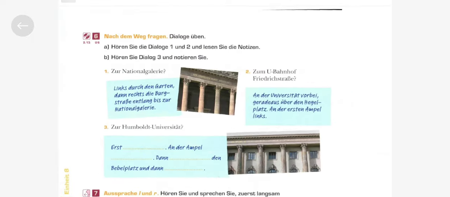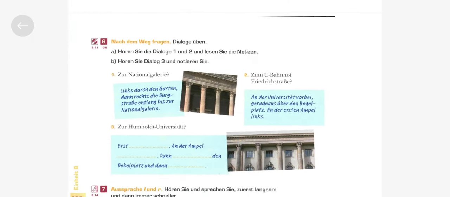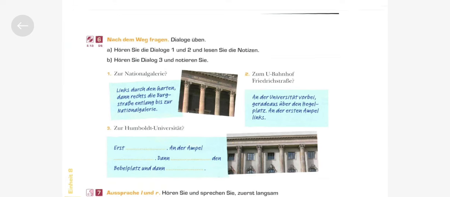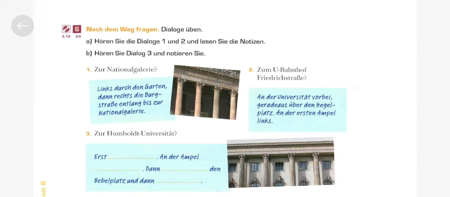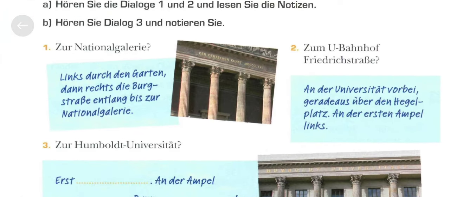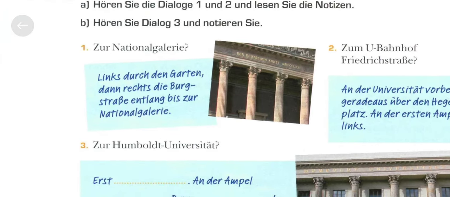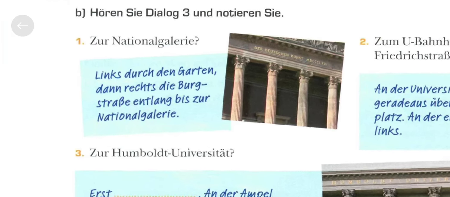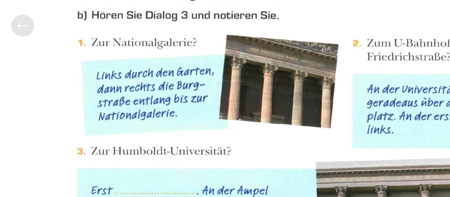Next, machen wir nach dem Wegfragen. How one can ask about the place they want to go. The first is, hören Sie Dialog 1 und 2 und lesen Sie die Notizen. Hören Sie Dialog 3 und notieren Sie. So they are saying, read the dialogue 1 that is written. Zur Nationalgalerie. Links durch den Garten, left through the park. Dann rechts die Burgstraße entlang bis zur Nationalgalerie, then right along the Burgstraße till the National Gallery.